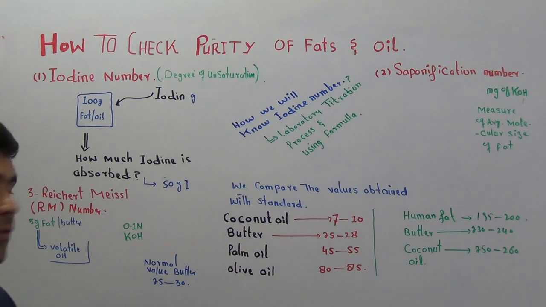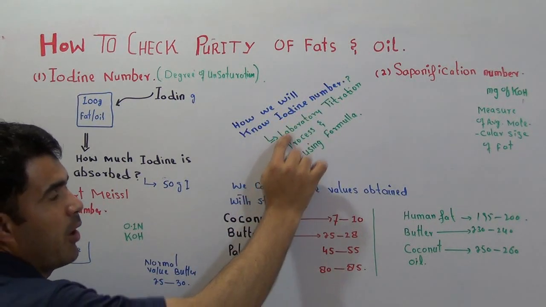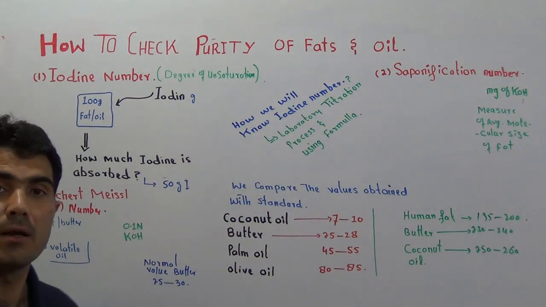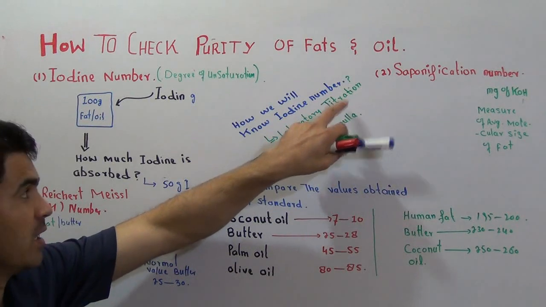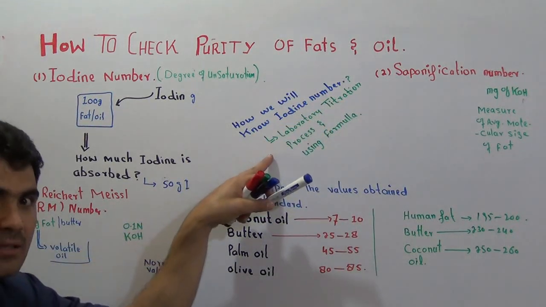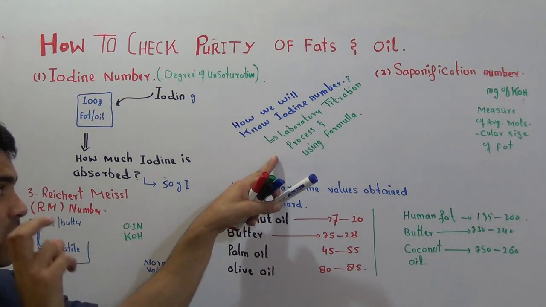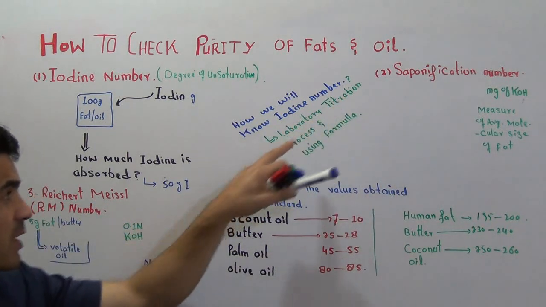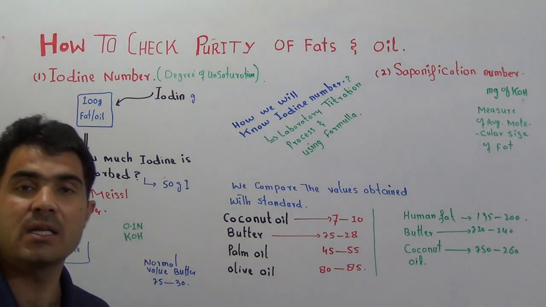How will we find out that 10 gram of iodine is absorbed, or 50 gram, whatsoever number has been absorbed? Iodine number is a laboratory titration process. There is another process that we will perform in the laboratory, and that process is called titration. We will not discuss this process in detail, neither is it important for us, but with the help of a titration process and using a formula, we will come to know how many grams of iodine are absorbed.